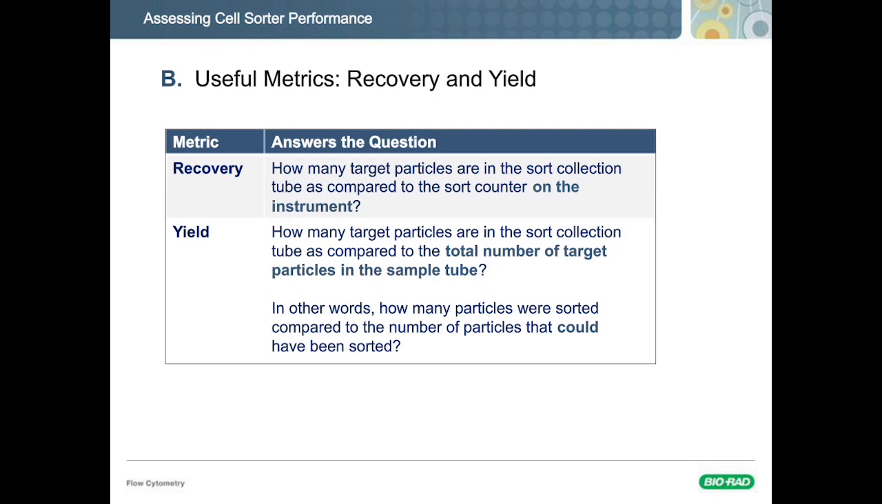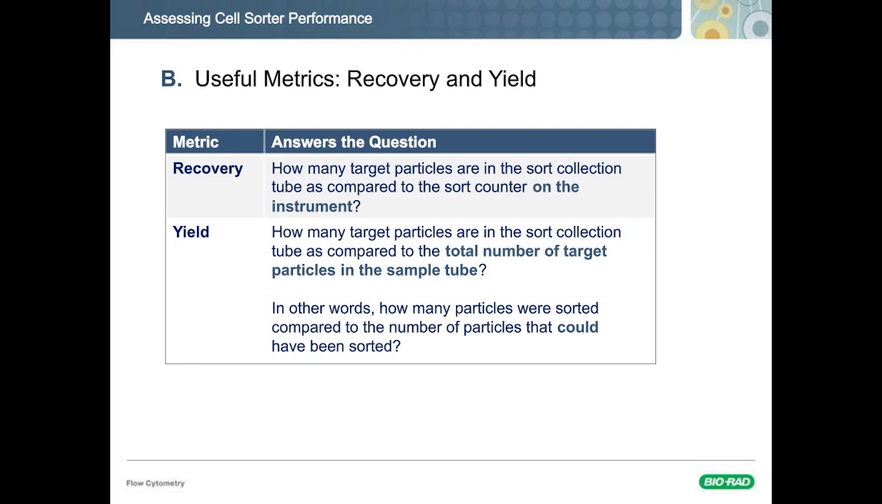But with recovery, what we're talking about is how many particles you got in your sort collection tube compared to the number the instrument told you it sorted. And it's really that simple. If it said it sorted 10,000 cells, how many actually ended up in your tube that you wanted?